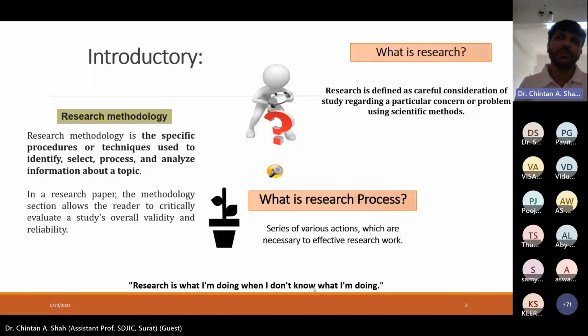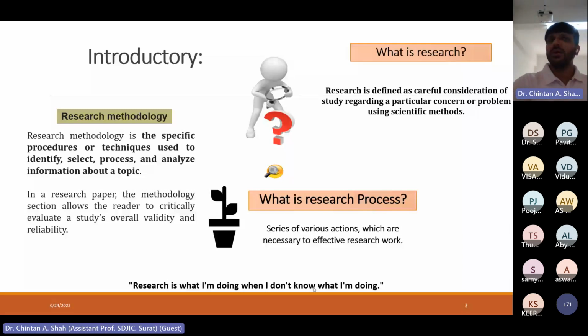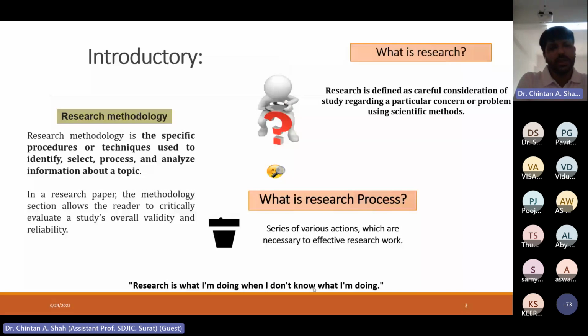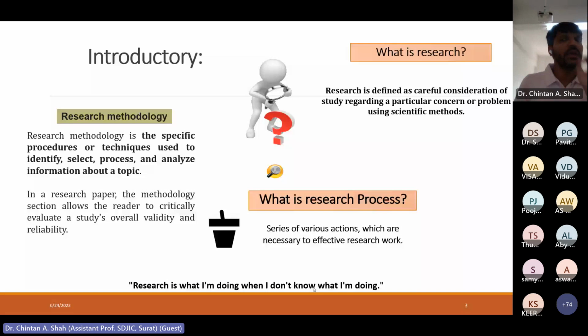You identify the topic first, and then you go for the rest of the things, that is the process and analyzing the information which is available. Then you should go for writing the research paper. The methods and sections of a research paper allow the reader to critically evaluate the study's overall validity and reliability. Always check the validity of the paper and the reliability of the paper.